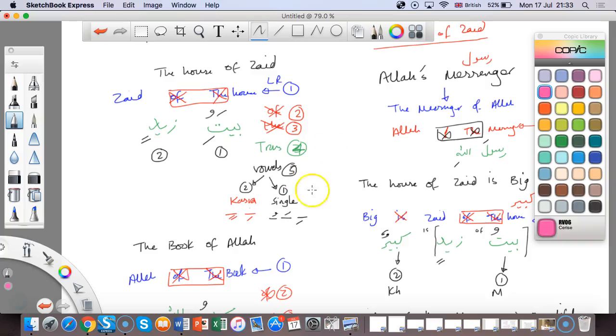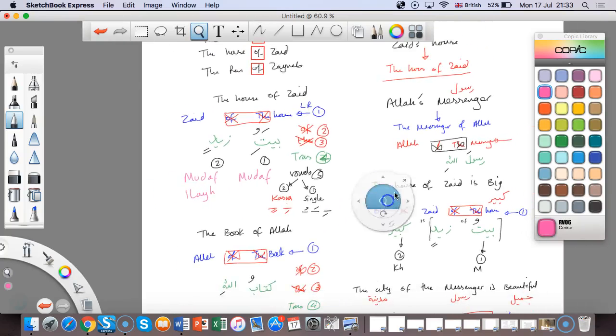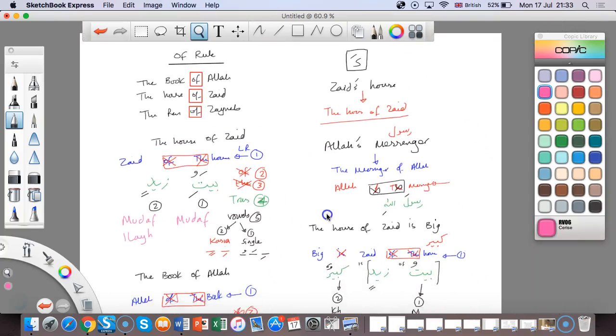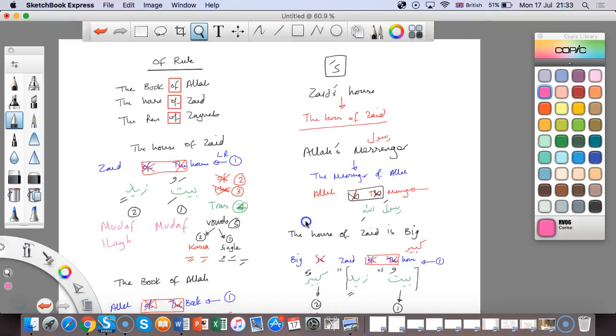Say kasra. What's the first word of the of rule called? It's called mudaf. And the second word of the of rule is called mudaf ilayhi. First word is called mudaf, second word is called mudaf ilayhi. There you have it. That's the rule. That's how it works. And with Sheikh Zayd, you're probably going to cover that. Mudaf and mudaf ilayhi. And that's it basically.